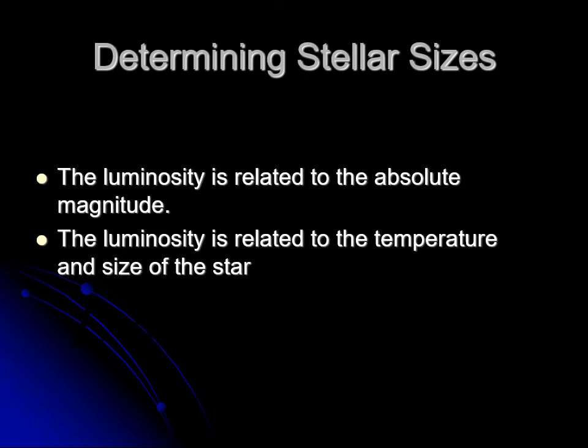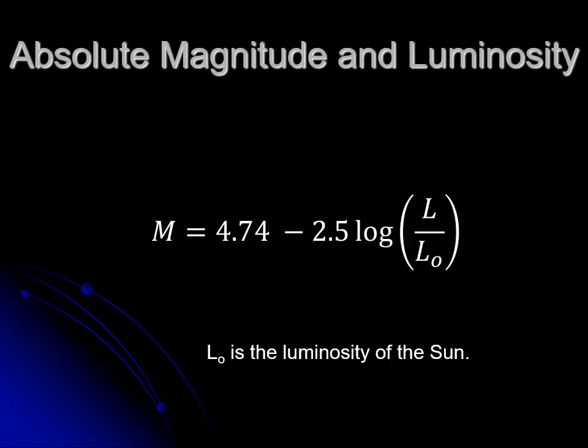So in other words, if you could figure out the luminosity of a star and you could figure out its temperature, you could figure out the size. So if you could find the absolute magnitude, you can find the luminosity. So there's kind of a little bit of work that has to be done here. So we know there's a relationship between absolute magnitude and luminosity.